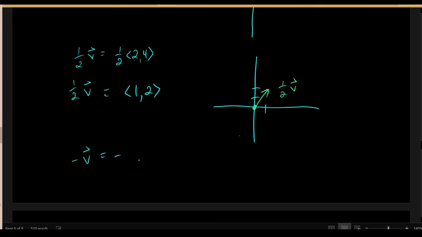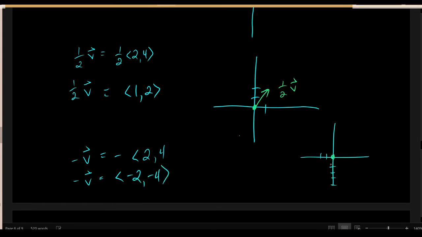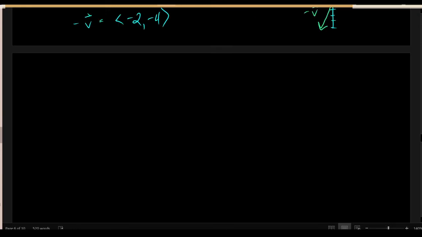Negative v, where we're taking the negative of the vector 2, 4. So we can take the negative of 2 and the negative of 4. Then the vector points down and to the left, negative v. And then finally, let's work on the vector negative 2v. Negative 2 times 2, 4, which is equal to negative 4, negative 8.